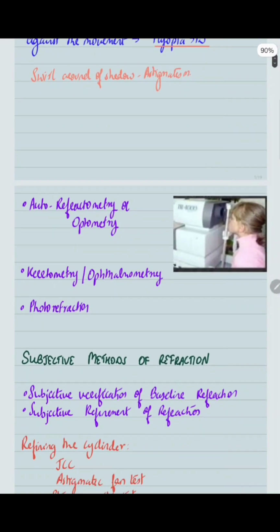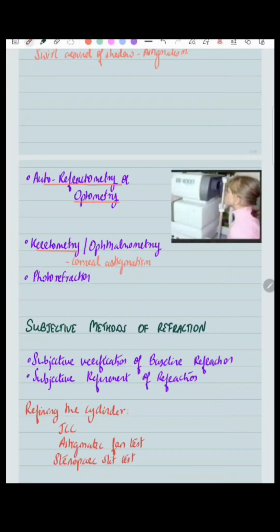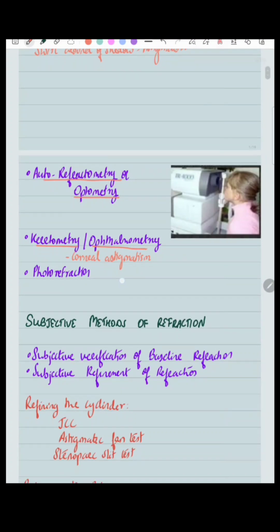The next objective method of refraction is autorefractometry, or optometry. Here we find the refraction using a refractometer or optometer. Then next is keratometry, or ophthalmometry, to estimate corneal astigmatism. It measures the corneal astigmatism by measuring the central curvature of the cornea.